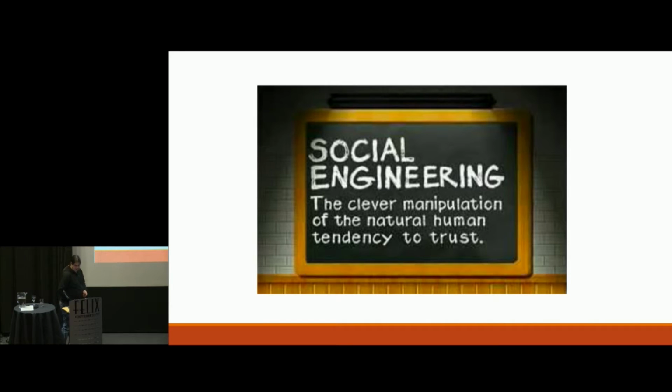So I've got another definition of social engineering here. It's the clever manipulation of the natural human tendency to trust. And trust is the big word there. You are trying to build up a relationship with someone with the intent of them being able to trust you.